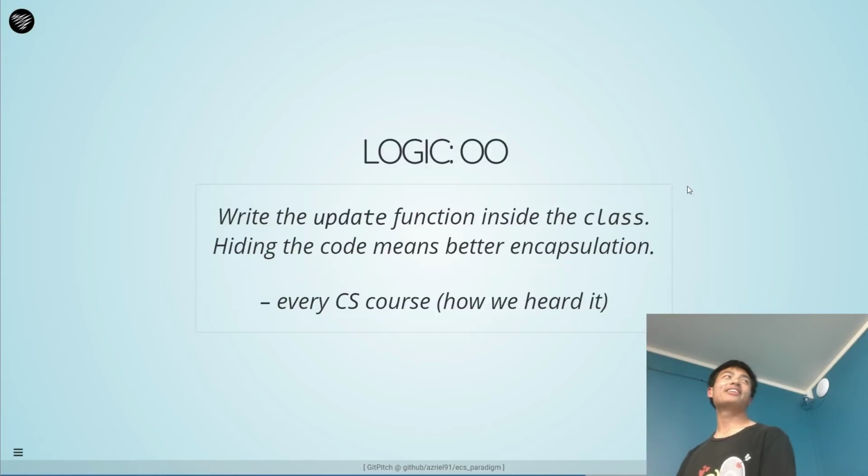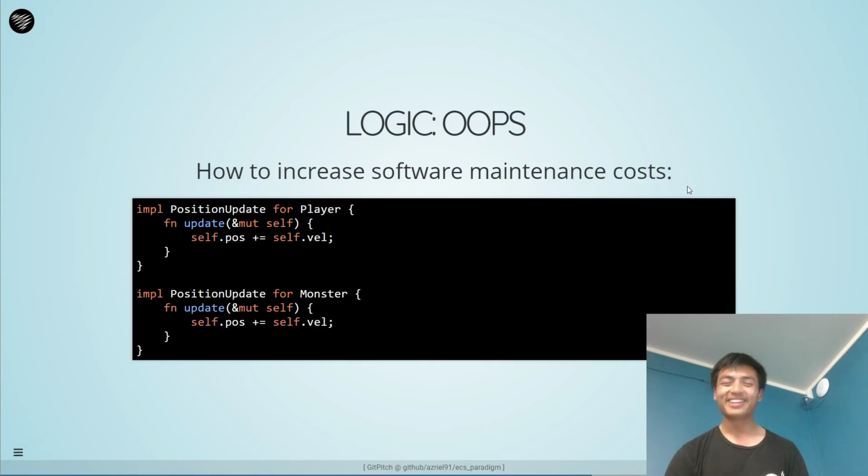Write the update function inside the class. Hiding the code means better encapsulation. That's what we heard from every CS course. That's not what they said, right? My lecture notes are right in front of me. Yep.